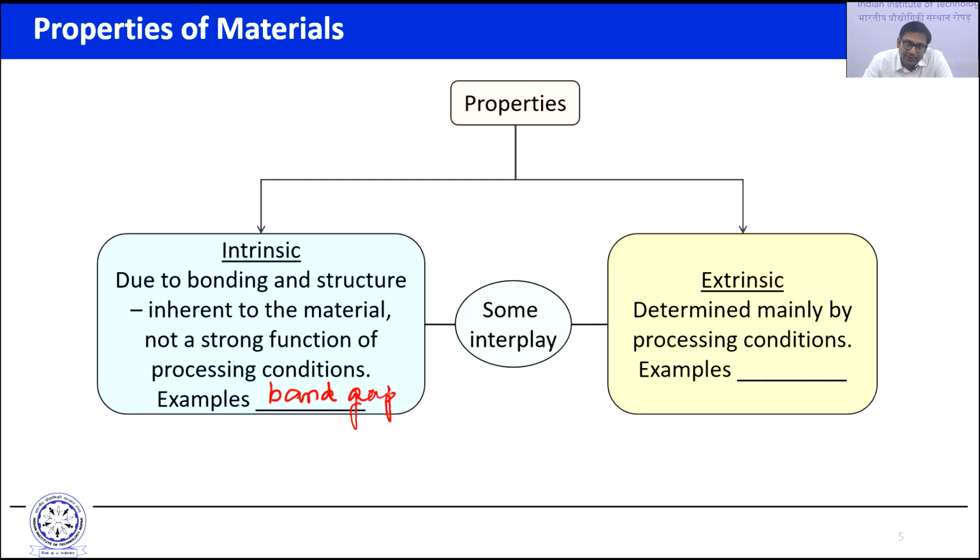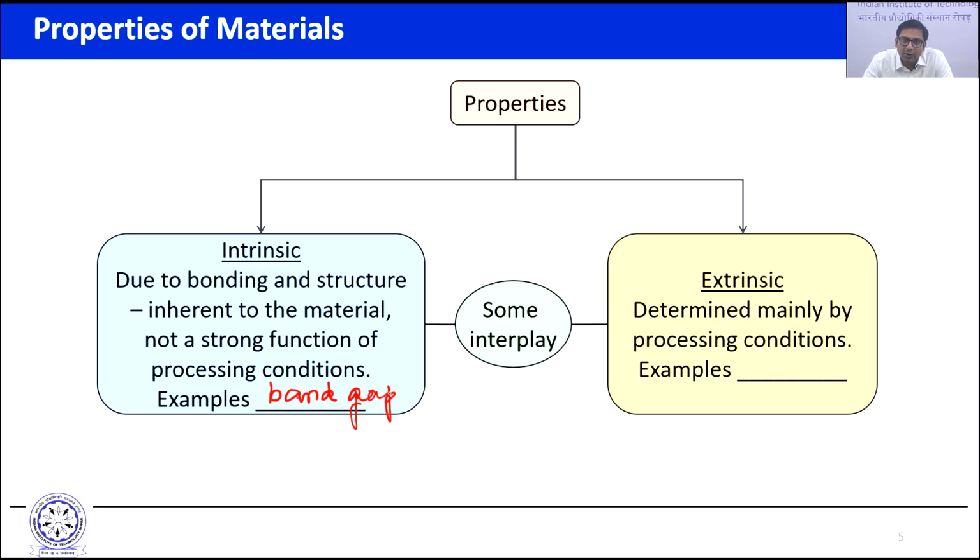The other type of properties is extrinsic properties. These are the type of properties which you can actually tune by how you are making the material. Meaning you can start with the same alloy chemistry, the same material chemistry, the same stoichiometry. How you make it, at what temperatures you are heat treating it, whether it has got a large grain size or a small grain size. By controlling all of those things by processing, you can start tuning the property of the material.